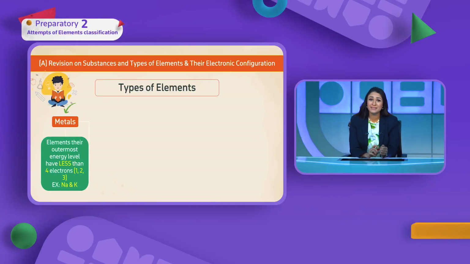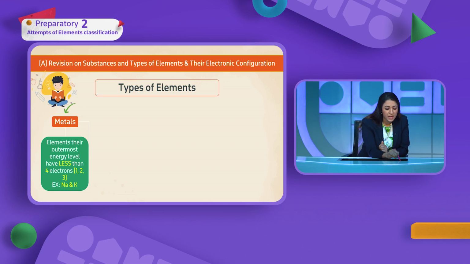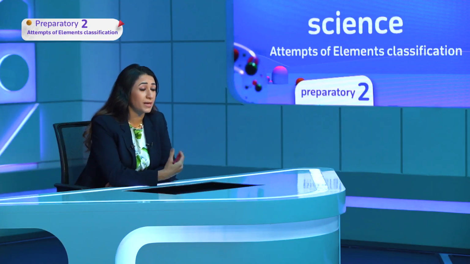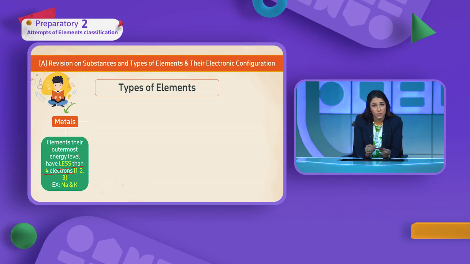Let's move on. We took types of elements last year. There are 4 types of elements as we took in first prep. The first type was metals. Metals, their outermost energy level consists of less than 4 electrons. When we make an electronic configuration for an element, the last energy level contains electrons. It might be 1 or 2 or 3. So if it's less than 4, then it's considered a metal.